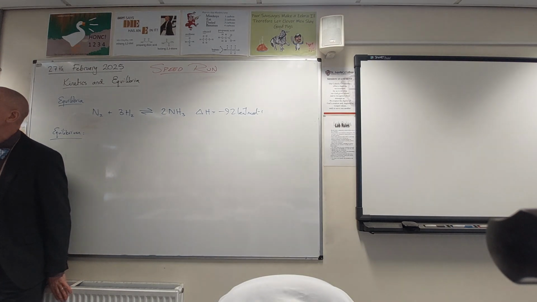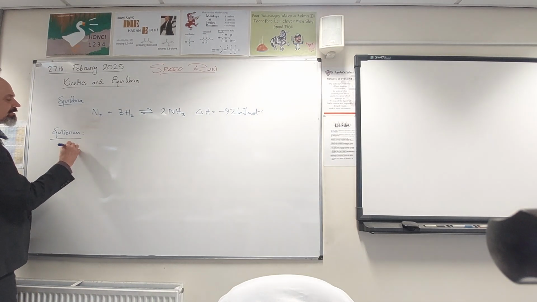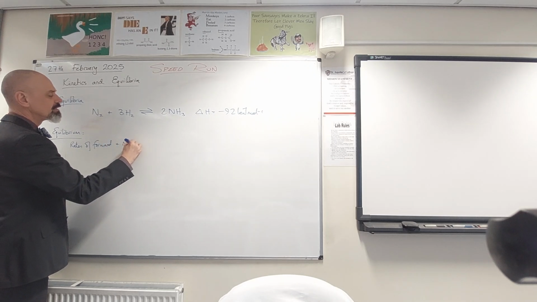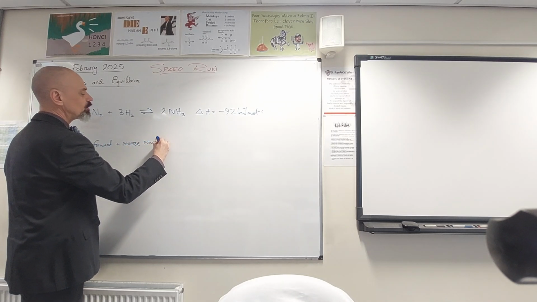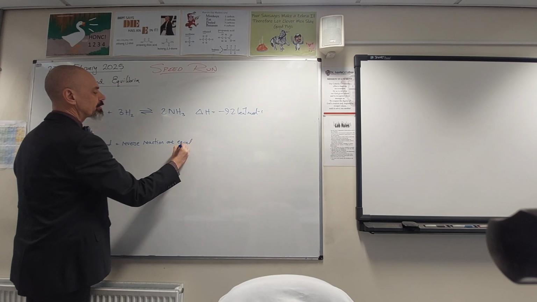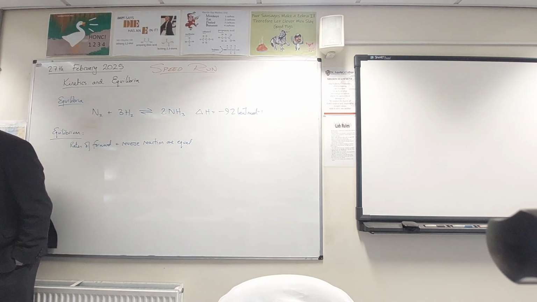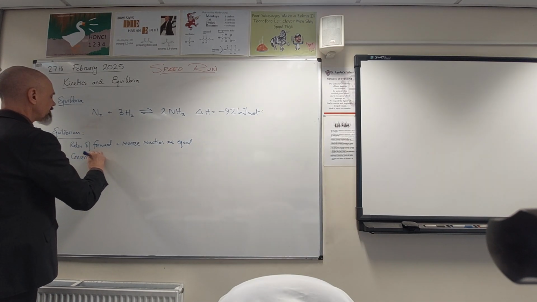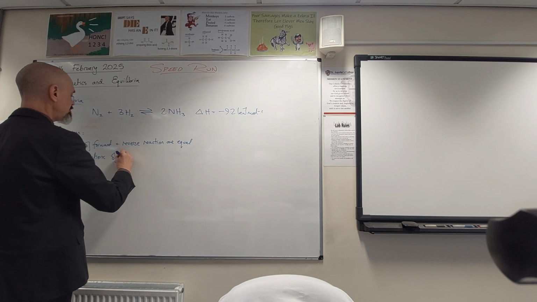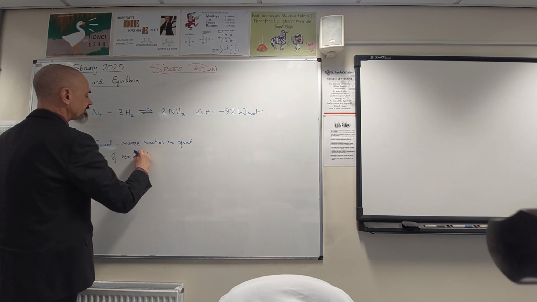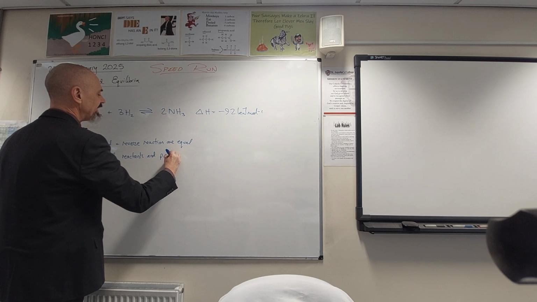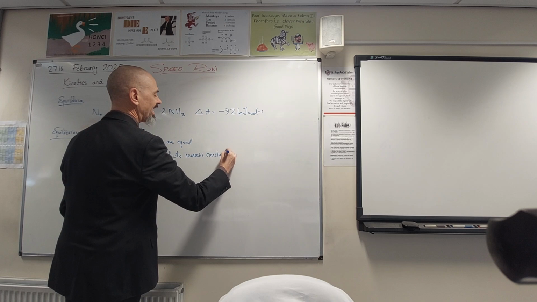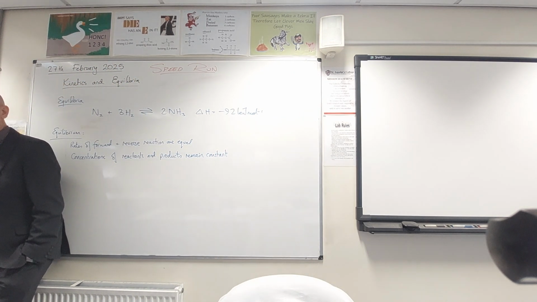The rates of the forward and reverse reaction are equal. So in other words, we're making product as fast as we're making reactant. The concentration of reactants and products remain constant. That word constant is important there. So they don't have to be equal. You could have 99% product and 1% reactant. The important thing is if you came back an hour later, it won't have changed.